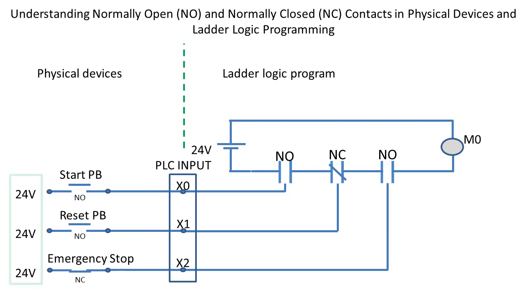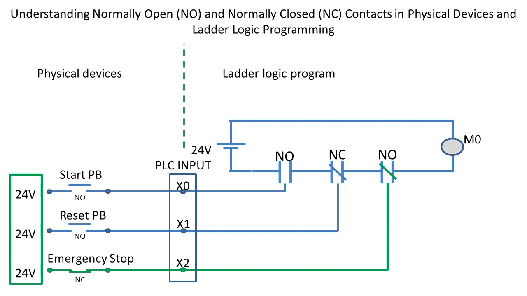Observe this. A 24-volt signal is directed exclusively to the X2 input of the PLC through the emergency switch, because it is a normally closed switch. As a result, the associated X2 contact closes.